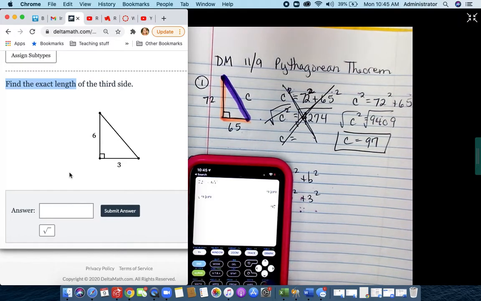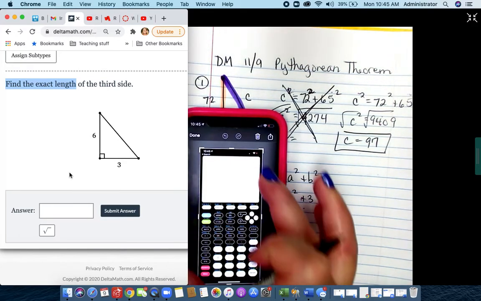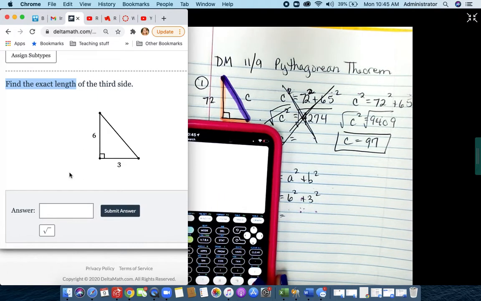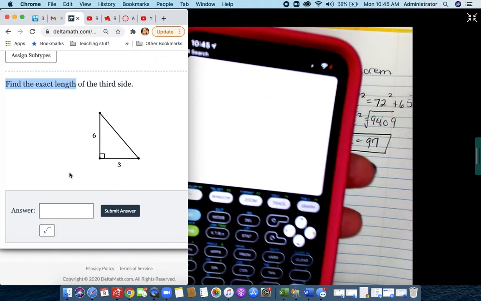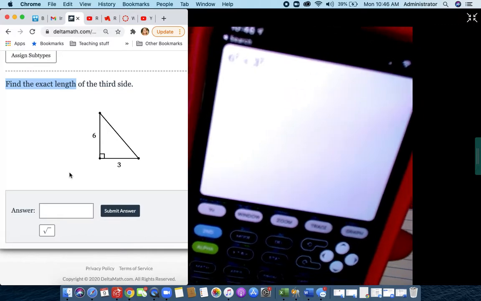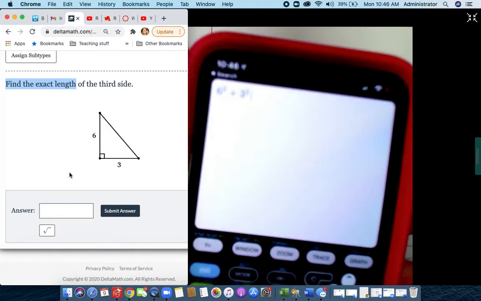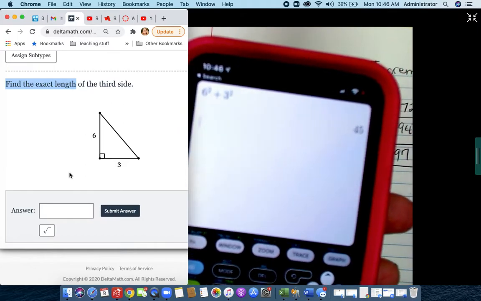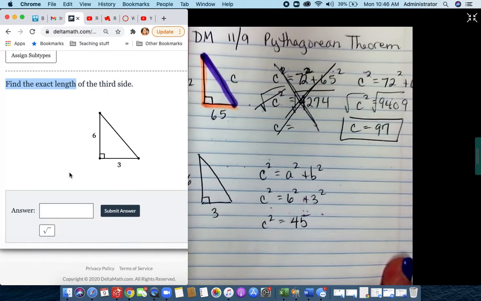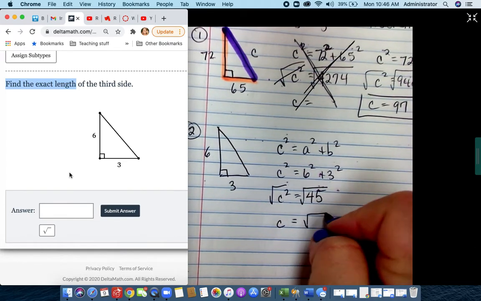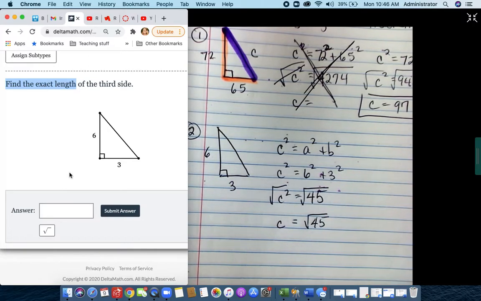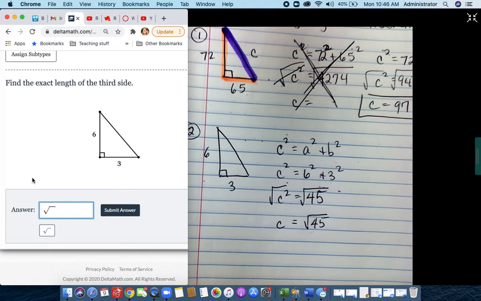So in my calculator, I'm going to type in 6 squared plus 3 squared. I always have to readjust the camera angle. I wish I didn't have to do that. So 6 squared plus 3 squared is 45. And then we're going to take the square root of both sides. Notice that is not a perfect square. Normally we would say simplify this. In Delta Math, they do not have you simplify it, so it's totally appropriate to just go ahead and type in the square root of 45.